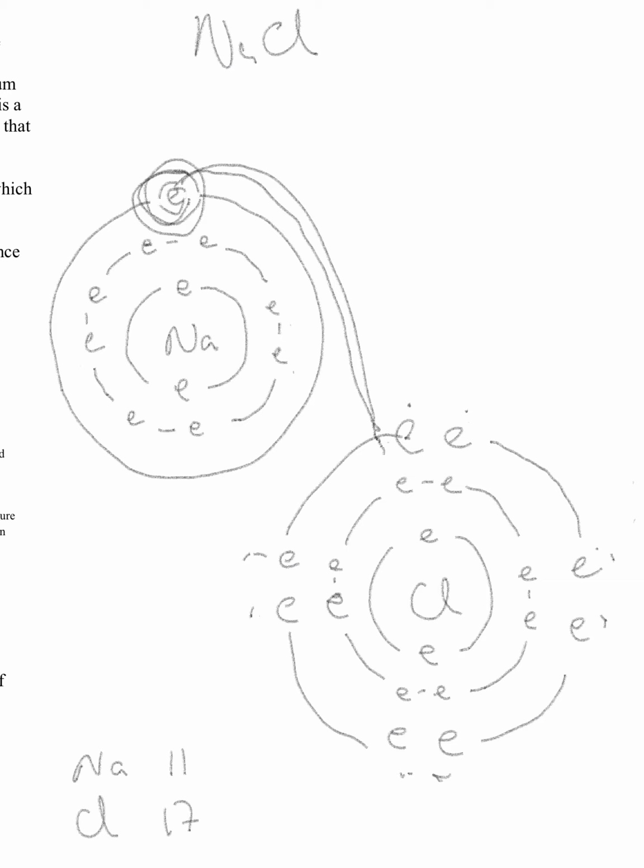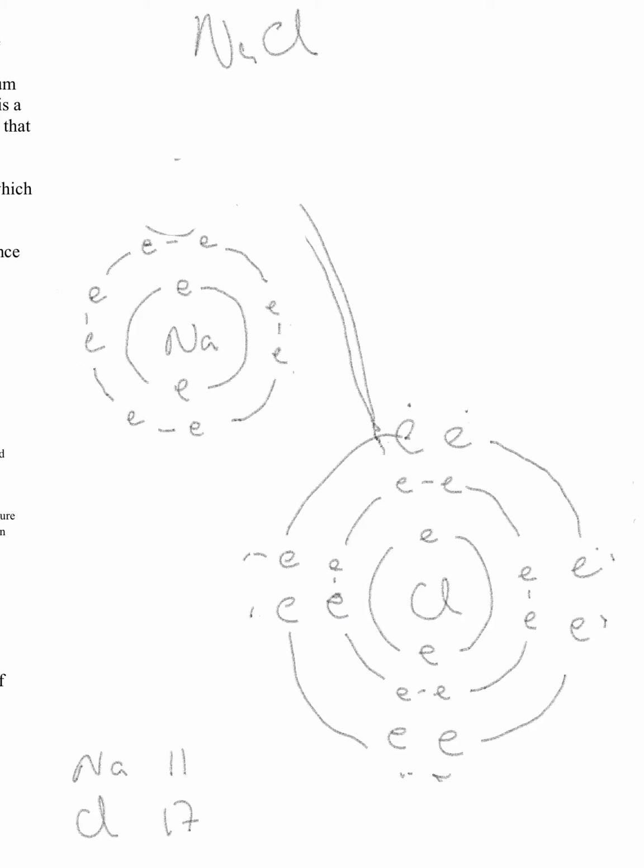Now what I'm going to do is erase this. So I no longer have that single valence electron. I've transferred it over to the chlorine, and lo and behold, if you look now, I have 8 valence electrons for the sodium. So now I have 2 atoms that have the correct number of valence electrons.